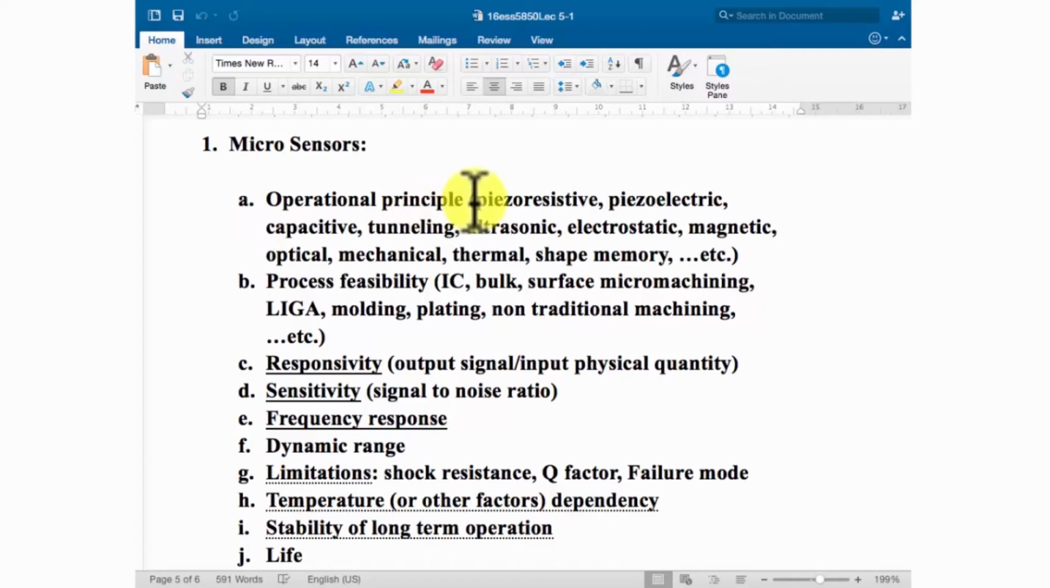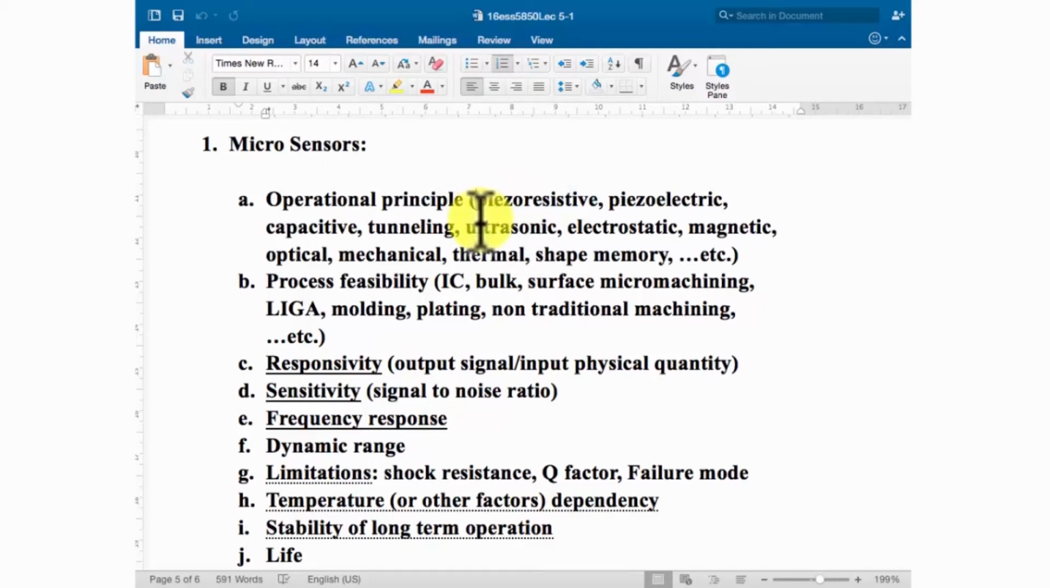Actually, in this course, I will introduce only one operation principle, piezoresistive. If you want to understand more than this kind of operation principle, there is another course, microtransducers, which I think is offered by the P&E department. I don't know if Professor Liu is still teaching this course or not. If that's the case, you can take it. It gives a wider spectrum of different kinds of operation principles.